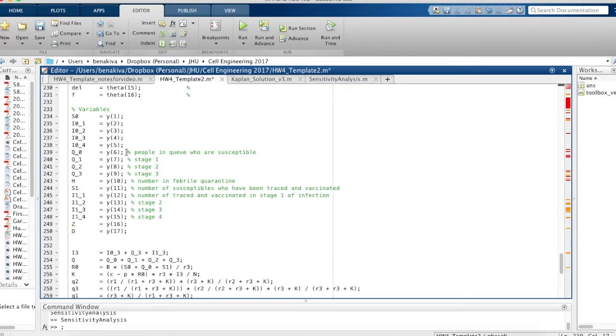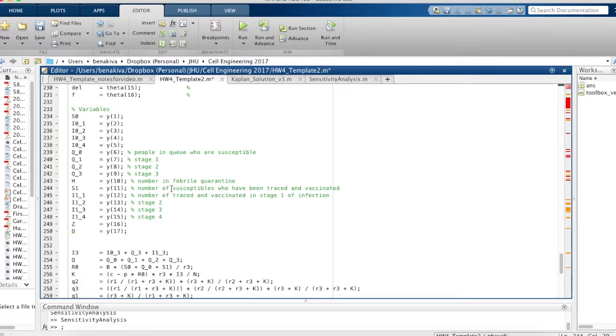So again, these are all in the paper, but Q0 is the number of people in the queue who are susceptible. So the queue is people who are waiting to be vaccinated. Q1 is people in the queue who are in stage 1 of the infection, and then stage 2 and stage 3. By the time you're in stage 4, you're not getting vaccinated. And then H corresponds to the number in febrile quarantine. So they discuss in the paper that a fraction of people in stage 3, when they go to be vaccinated, are determined to be febrile and then are put into quarantine.